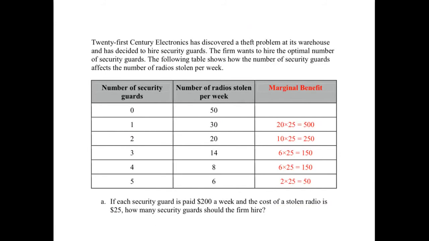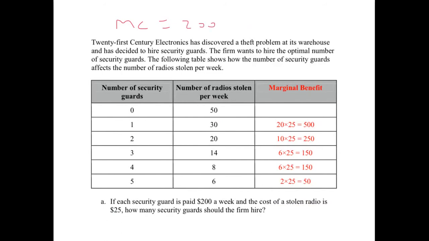And so the question is, what is the optimal number of security guards to hire? Well, remember our rule, the profit maximization rule. We're going to choose the highest level of activity, in this case the number of security guards, choose the highest number of security guards at which the marginal benefit is greater than or equal to marginal cost. Just a reminder, marginal cost is $200.